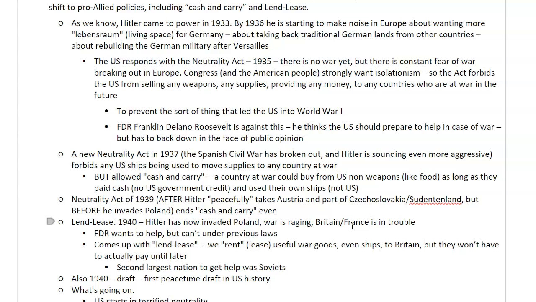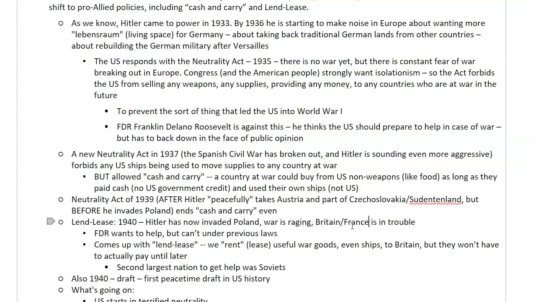He wants to do something, but he can't under the previous law. So he cooks up this idea of lend-lease. We are not going to sell anything to anybody. We are going to rent it to them. That is, lease it. Useful war goods, even ships. They're renting it, but they won't have to actually pay for it until later. So they're renting it, but we're lending them the rental money until they can pay it back later. It's effectively a way to give them stuff. That's really what it comes down to. And we start helping to supply the Allies using Lend-Lease.